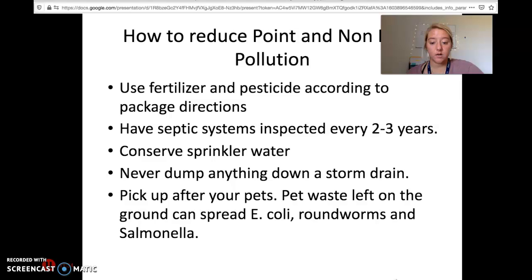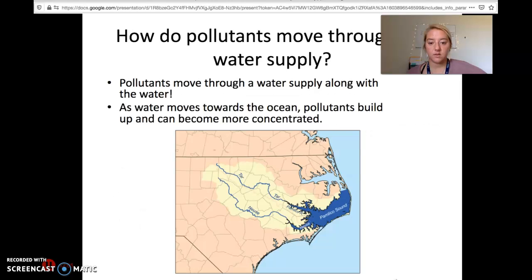Conserve sprinkler water, so don't run your sprinklers unless you have to, or don't run them at all. But that's a debatable opinion. Never dump anything down a storm drain. Storm drains lead to water sources, freshwater sources like rivers and lakes, or even the ocean if you're close enough. Pick up after your pets. Pet waste left on the ground can spread E. coli, roundworms, and salmonella. You don't want any of that in your drinking water. Pick it up, put it in the trash can where it belongs.